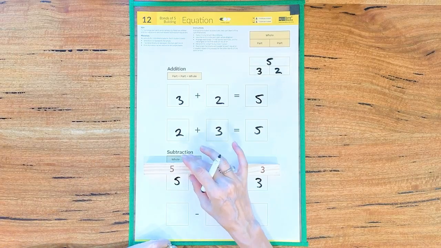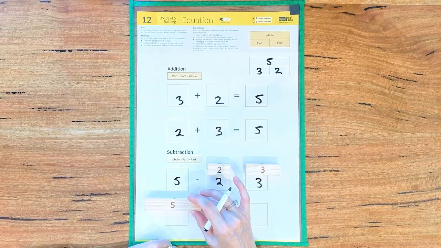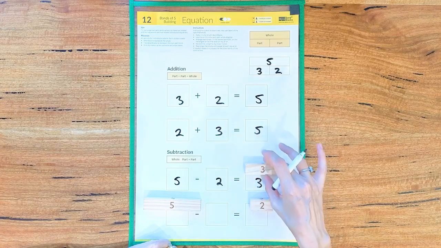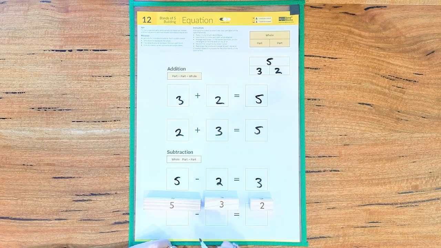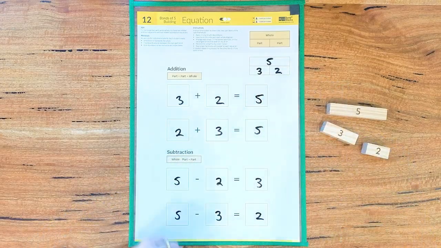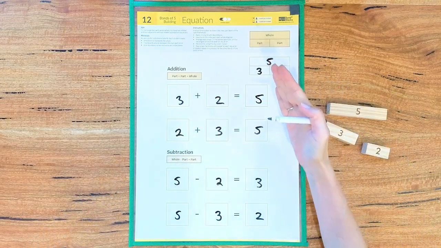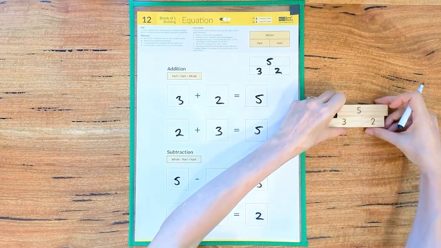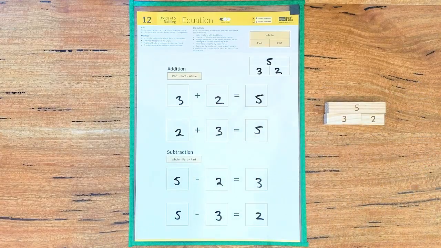Because this is subtraction, I need to remember my whole stays in this position, but my parts can swap positions with each other. So I still have whole subtract part equals part. 5 subtract 3 equals 2. And they are my part whole addition and subtraction equations for the bond of 3 and 2 is 5.